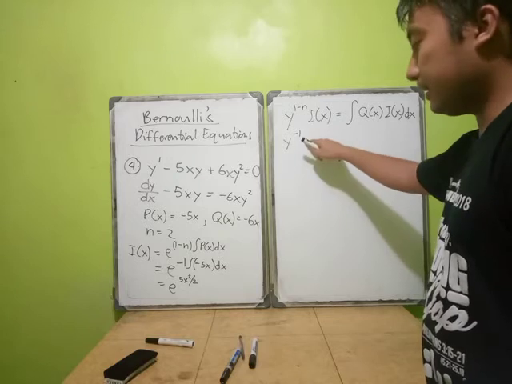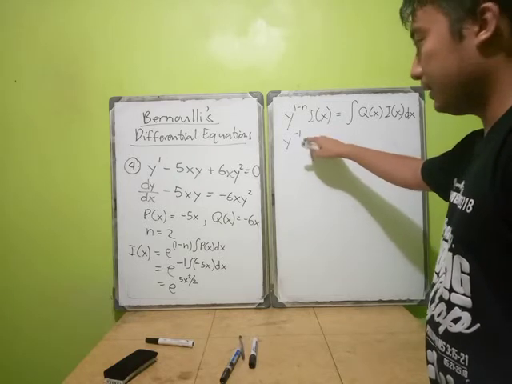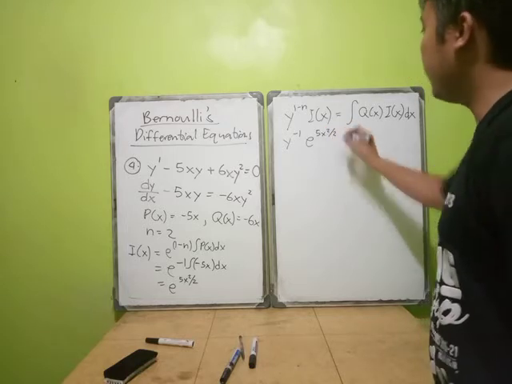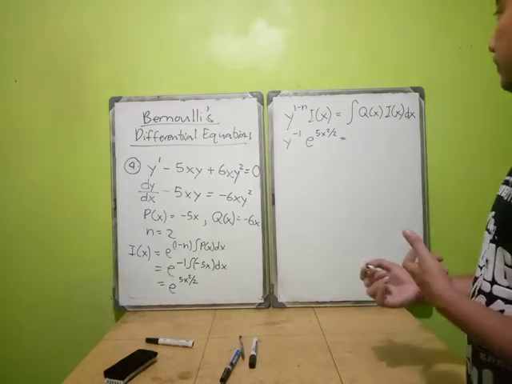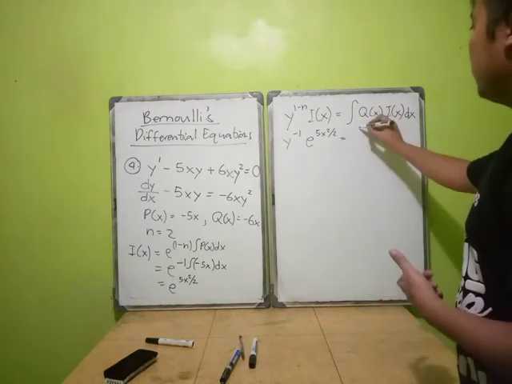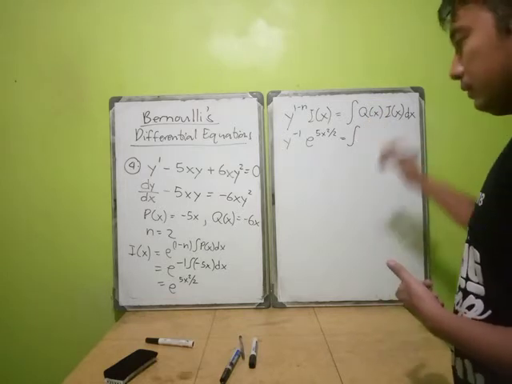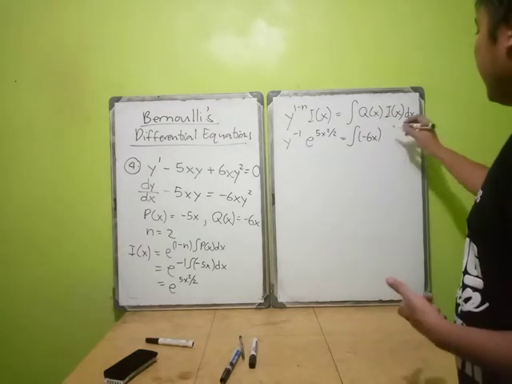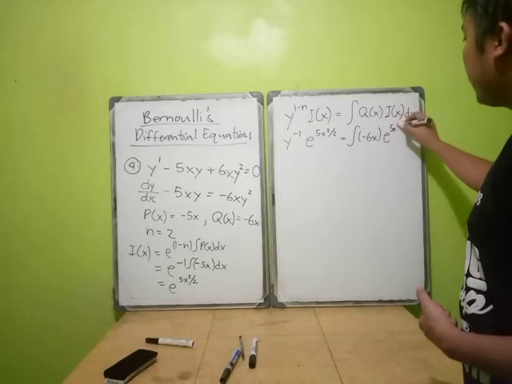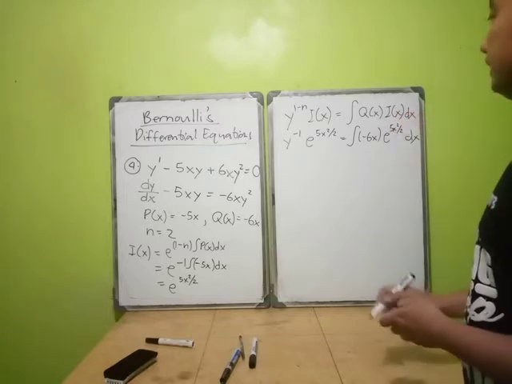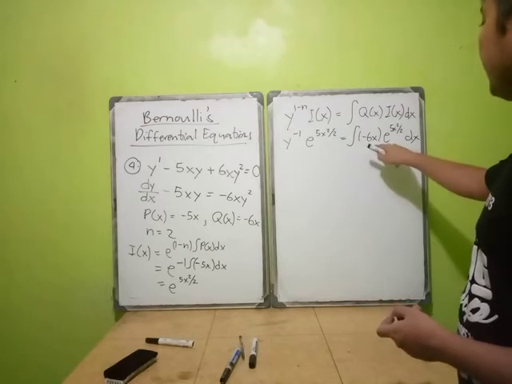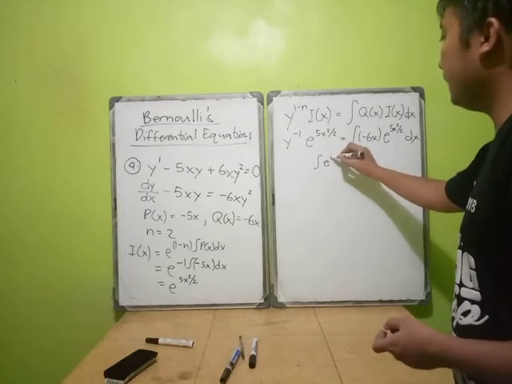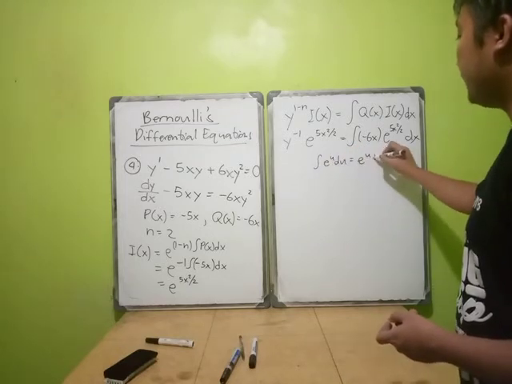So, ano yung ix natin? So, ix natin is e to the power of 5x squared over 2. So, it is equivalent to qx, which is negative 6x, multiplied by the ix. So, e to the power of 5x squared over 2 dx. Okay? So, to simplify this, okay? So, ito yung i-integrate natin. Okay? So, remember that the integral of e to the u du is equal to e to the u plus C.